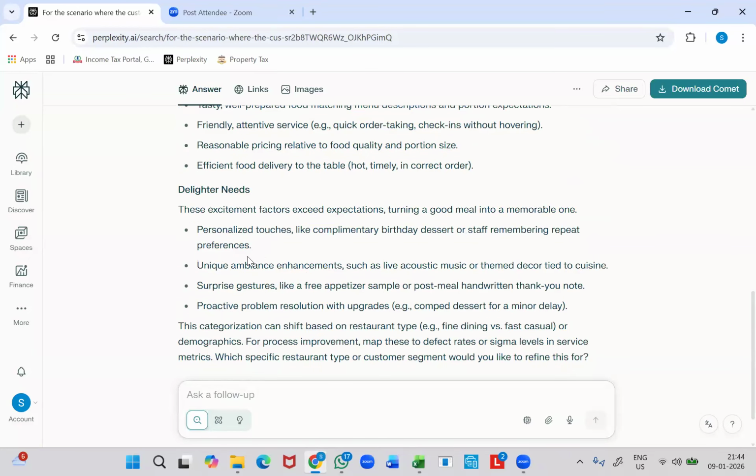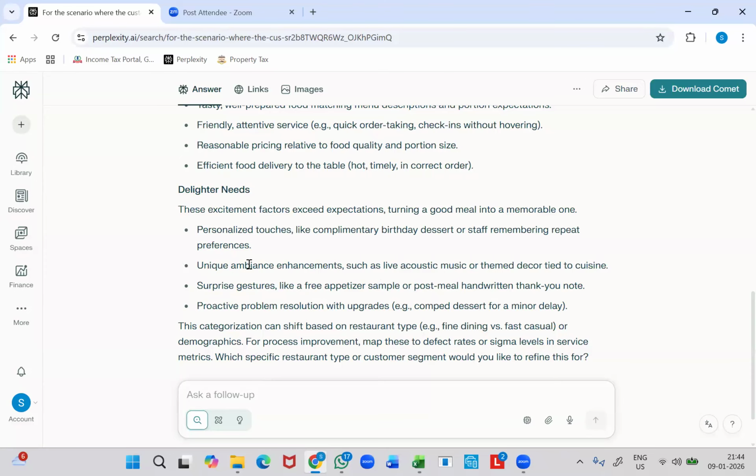And the delighter needs. So personalized touches like a complimentary birthday dessert or the staff remembering repeat preferences, unique ambience enhancement like music, surprise gestures like a free appetizer sample or a post-meal handwritten thank you note, proactive problem resolution with upgrades, right? So these are some of the delighter needs that we can think of when a customer visits a restaurant. Fine. So as I told you, this AI tool can be used as a complementary tool.